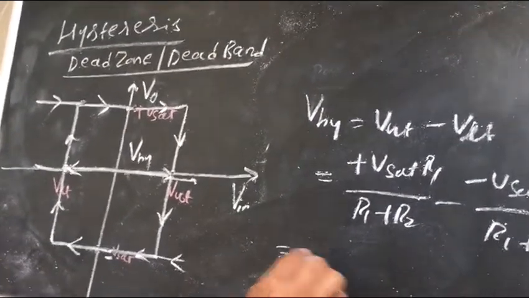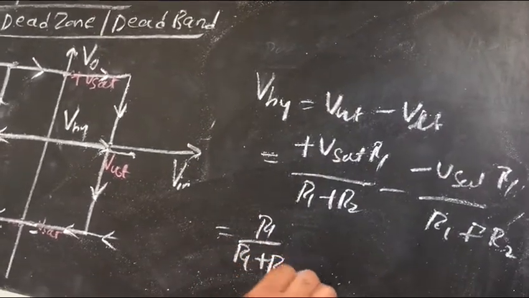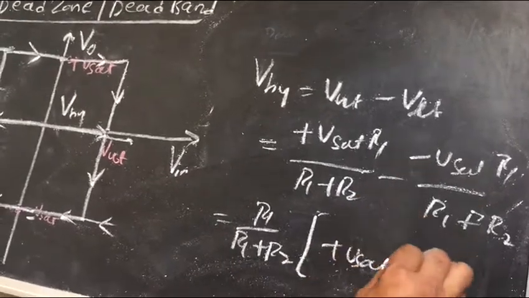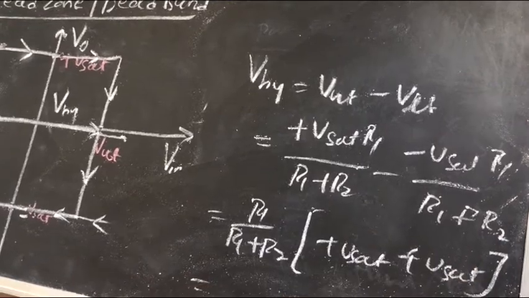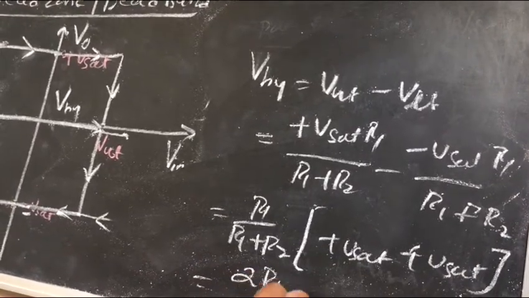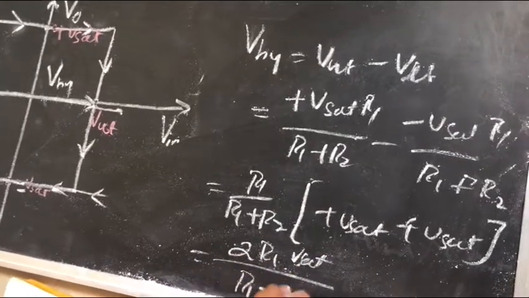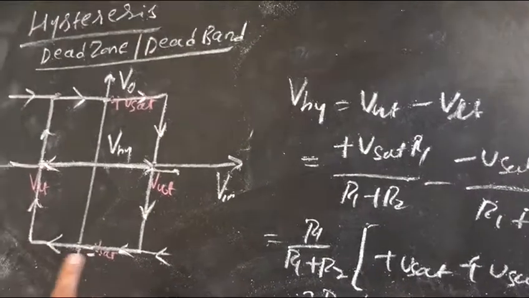You can see here R1 by R1 plus R2 is a common factor. Let us take it outside. The remaining quantity is plus Vsat minus into minus, plus another plus Vsat. Therefore, this is also given by the name 2 into R1 Vsat divided by R1 plus R2. So this is the information about the inverting Schmitt trigger.